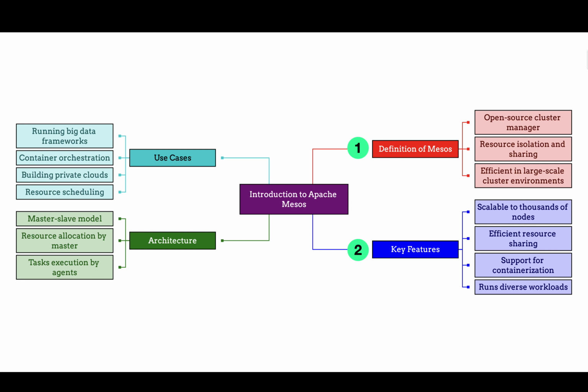2. Key features. Mesos is known for its scalability to thousands of nodes, efficient resource sharing, support for containerization technologies like Docker, and ability to run diverse workloads including Hadoop, Spark, and Kubernetes.